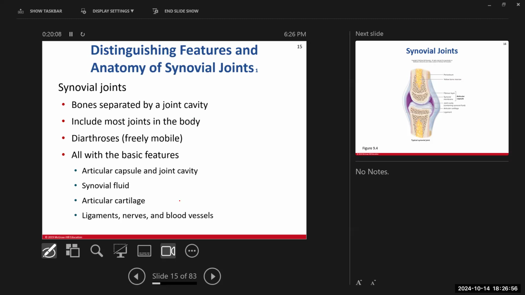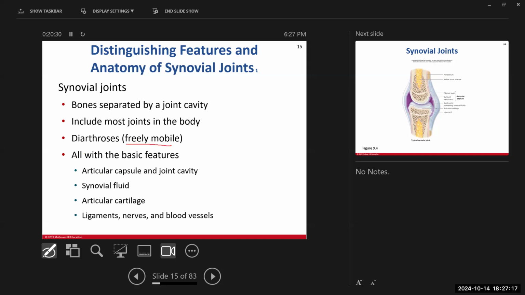So a synovial joint is going to be a joint that has a capsule that covers the joint. Inside that capsule, we have the bones articulating with one another, but you also have a joint space. And in that joint space, you have fluid floating around. So these joints are diarthroses, which means they are freely movable.